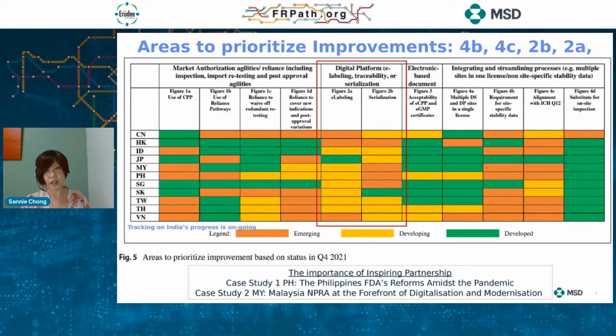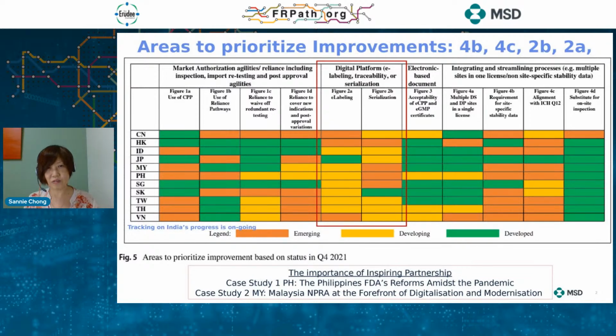And the middle one, not related to reliance, but a feature on e-labeling. Again, we are very proud and very pleased to see that many of the regulators now indeed started an official channel in implementing e-labeling, and we are now working on our version 2 of this paper, hopefully to be published in 2024, to continue tracking the progress.